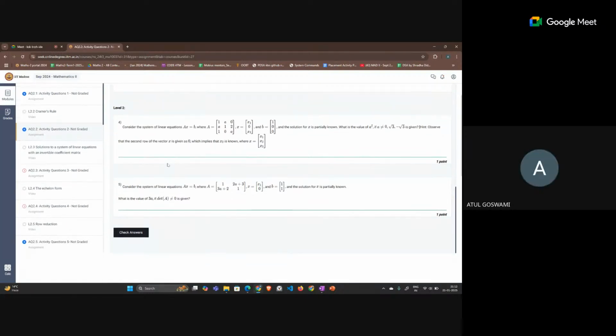Consider the system Ax equal to b. A is this, x is this, b is this. Then the solution for x is partially known. The second variable is 0 basically. That means the determinant of Ax2 should be 0. So what is the determinant of Ax2?